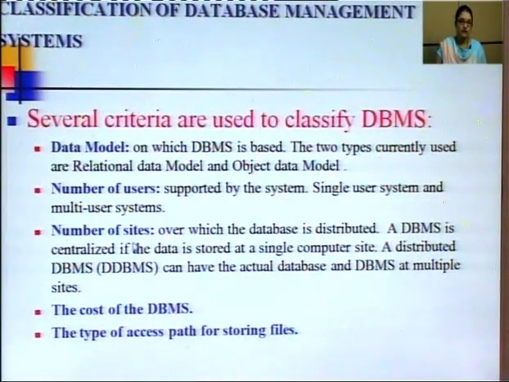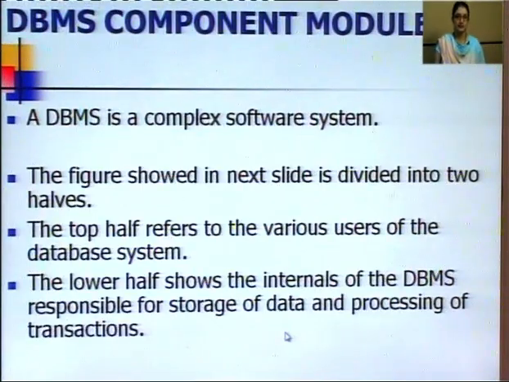Depending upon the number of sites over which the database is distributed, a DBMS is centralized if the data is stored at a single computer site. A distributed DBMS can have the actual database and DBMS at a particular site, and it also depends upon the cost of the DBMS and the type of the access path which is used for storing the files.